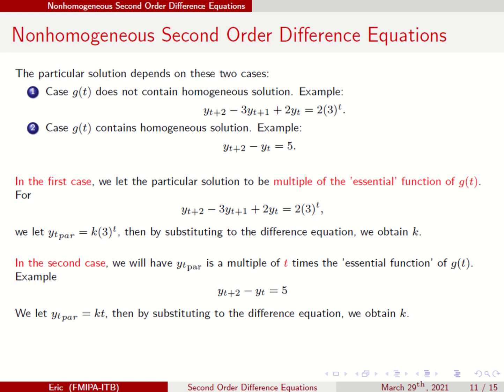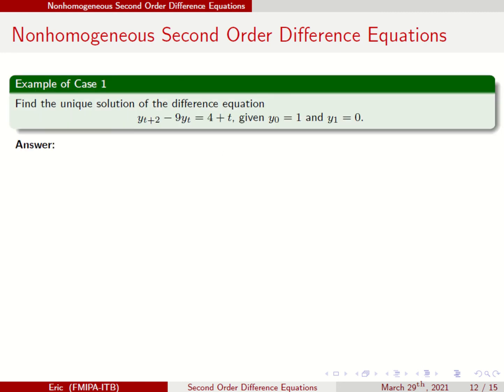Okay, let's see the example. So this is the first example. Find the unique solution. Don't forget, you have to find the homogeneous and the particular solution. The general solution is given by the homogeneous plus particular, and the unique solution corresponds to this initial condition. Okay, let's start. First of all, the general solution is the homogeneous solution plus the particular solution.